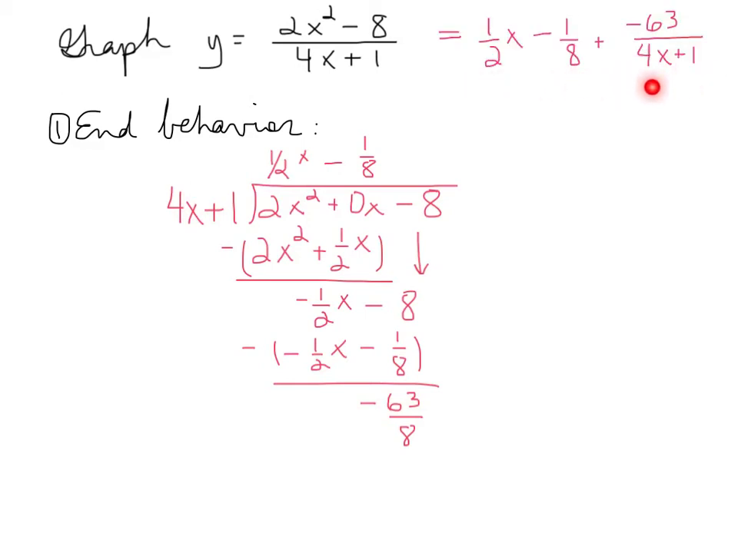Okay, so we have this here. Now, when we're looking for end behavior, we're looking for what happens as x goes to infinity or x goes to negative infinity. In both of these cases, this term right here is very, very close to 0. So as far as the end behavior goes, it's this piece here that dictates it. So we have y equals 1/2 x minus 1/8 is the end behavior asymptote, and it's also called a slant asymptote.